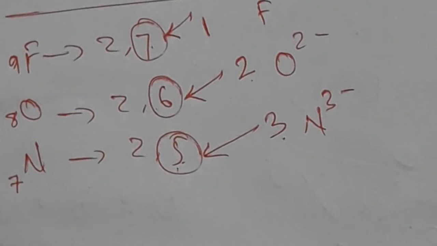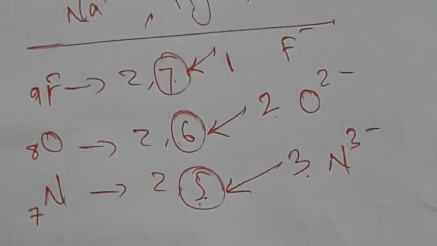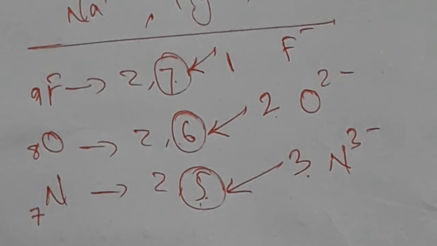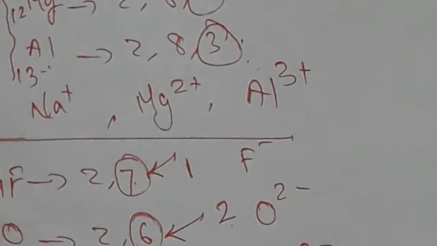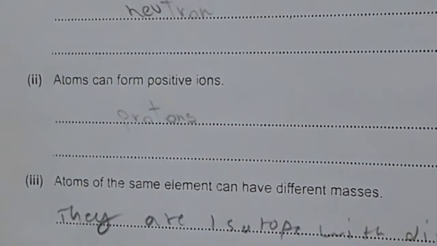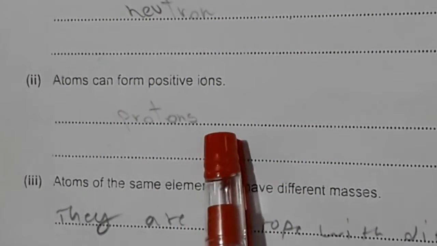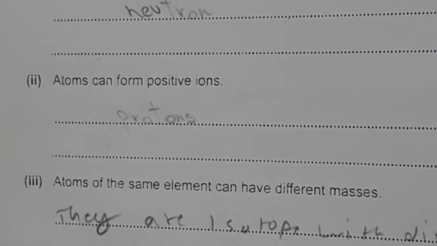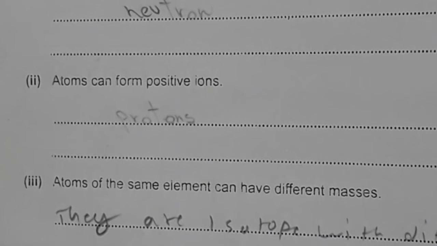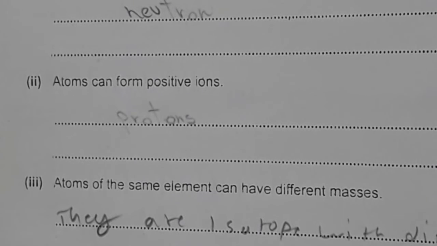Second case: non-metals such as fluorine, oxygen, nitrogen generally receive electrons and get negative charge. You understand this concept? Based on this we have to answer the question: atoms can form positively charged ions. So you have to say atoms lose electrons and change to positively charged ions.